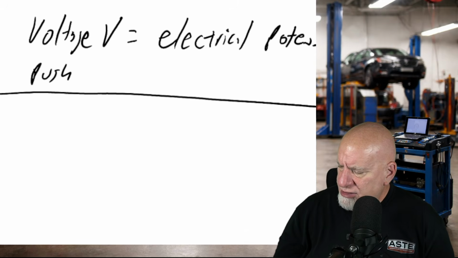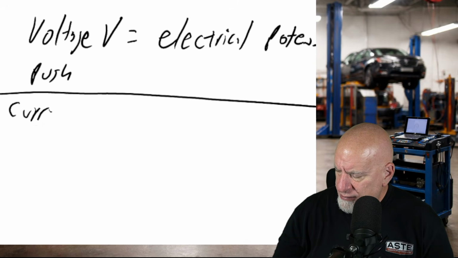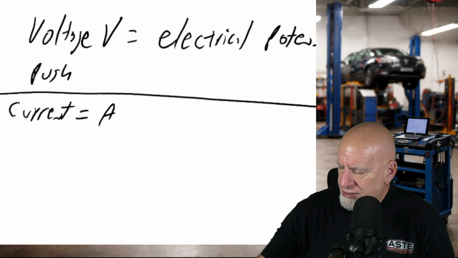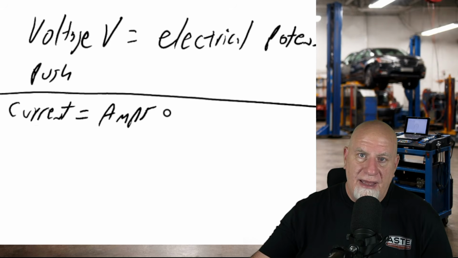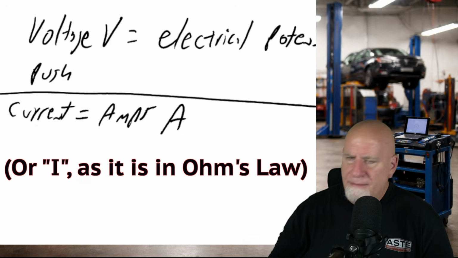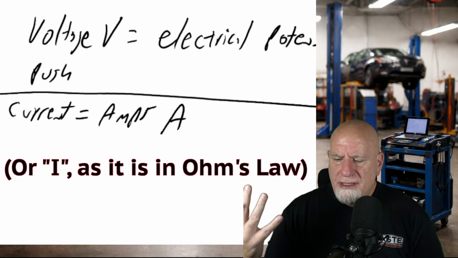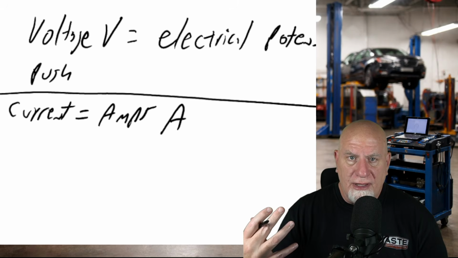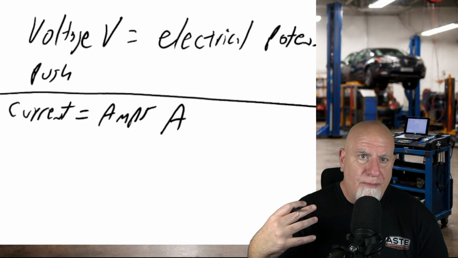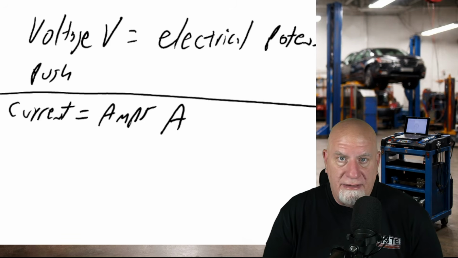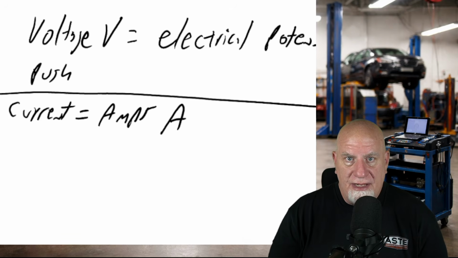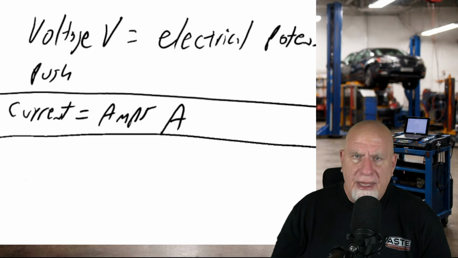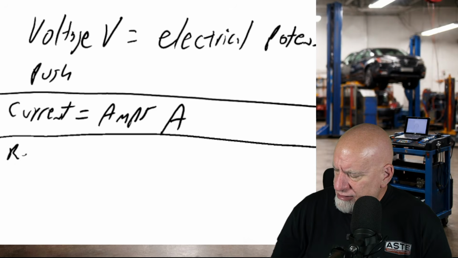The second thing is current. Current is equivalent to amps. That is what it is, amps. And it is signified by a big letter A. Amperage is the rate of electrical charge flow. So how much electrical flow is there in a circuit? And that is the definition of amperage or current.